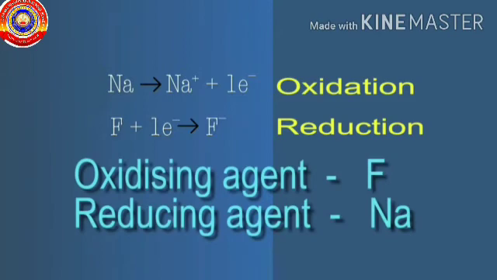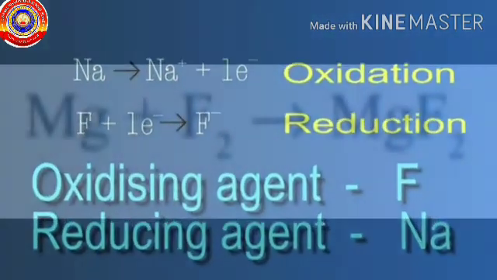Similarly, fluorine accepts 1 electron to form the fluoride ion. As fluorine is responsible for the oxidation of sodium, fluorine acts as an oxidizing agent. So sodium undergoes oxidation and acts as a reducing agent. Similarly, fluorine undergoes reduction and acts as an oxidizing agent.